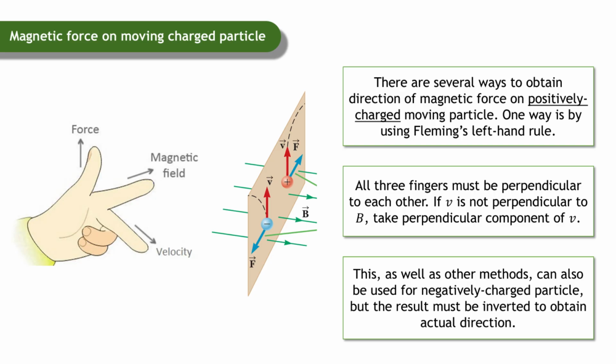Extend your left hand so that your thumb, index, and middle fingers are all perpendicular to each other. Your index finger points in the direction of the magnetic field, your middle finger points with the velocity of the particle, and your thumb will indicate the resulting force. While this rule is designed for positively charged particles, you can also use it for negative charges. Just remember to invert the result to find the true direction of the force.